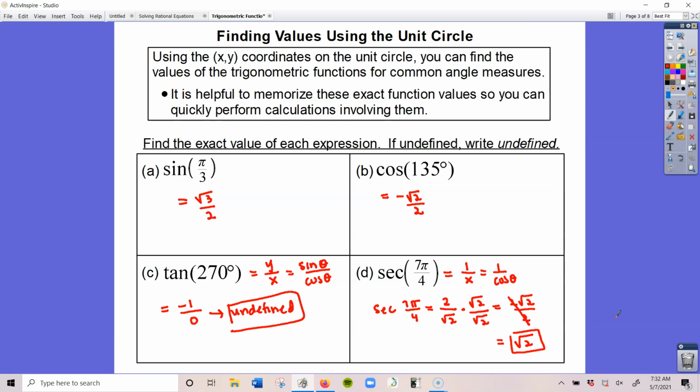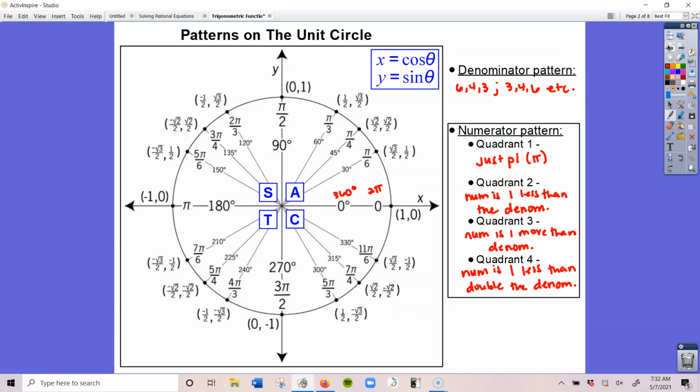Now, another thing to take note on the unit circle. So let's go back here a second. If you look at your cosine and sine values, the numbers never change as long as the denominators are the same. So look at quadrant 1 for pi over 6. The cosine is the square root of 3 over 2, and the sine is 1/2. If I go to quadrant 2 to 5 pi over 6, same denominator, you see that the actual values are the same. The only thing that changed is the sign.